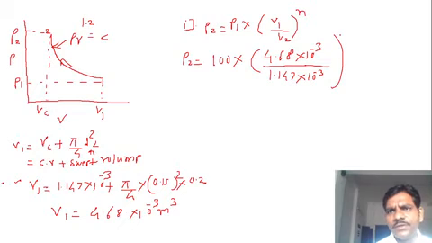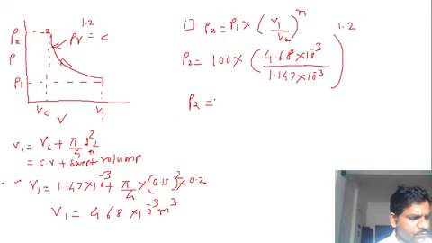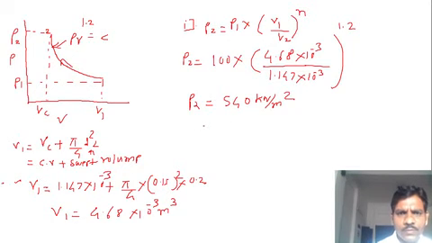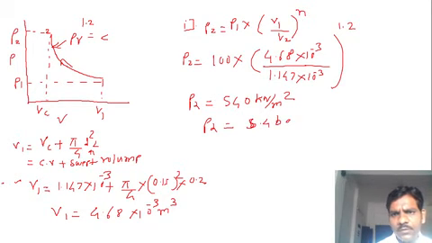N is given as 1.2. So P2 is calculated. The P2 value is 540 kilonewton per meter square. Convert into bar. So P2 is equal to 5.4 bar. So we determine this value.